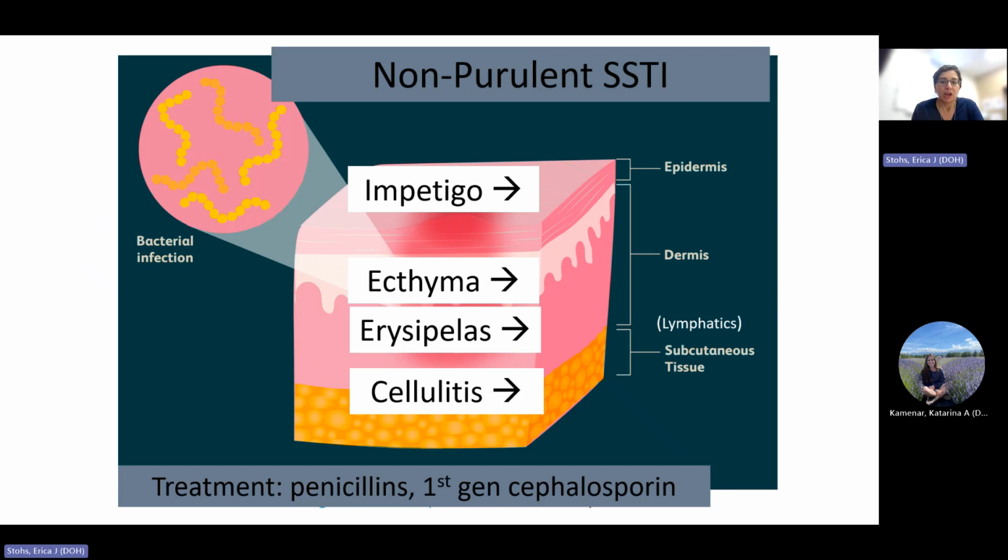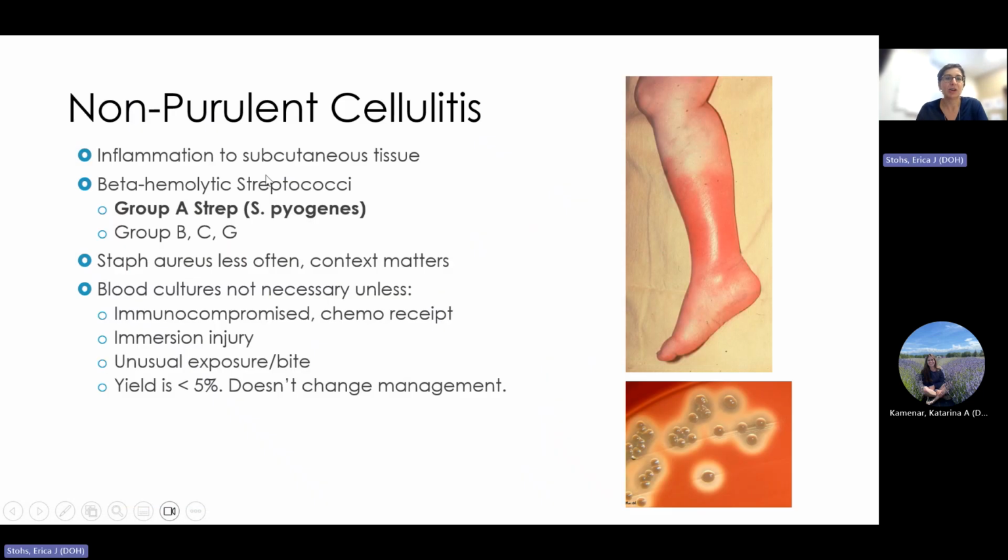For most of these, however, these are generally caused by strep, often group A strep, for which the treatment is penicillins or good old first generation cephalosporins. As you can see here in the picture, these are gram-positive cocci in chains, indicating strep most often. So let's look at some examples.